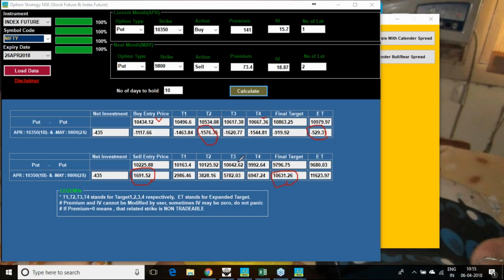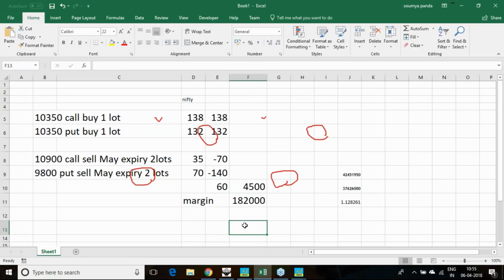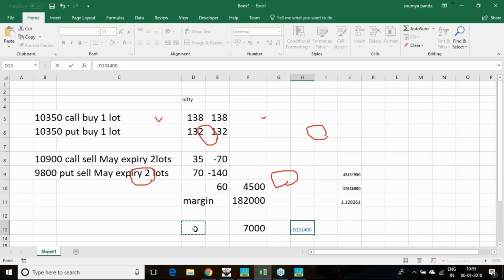Let me take the most optimistic way. You can say 5,700 to 5,800 at 10,042 or 10,000 below. I can say the 7,000 rupees is profit, and I am taking 1,400 rupees as the liability in case of the put combination. This is for the put combination.